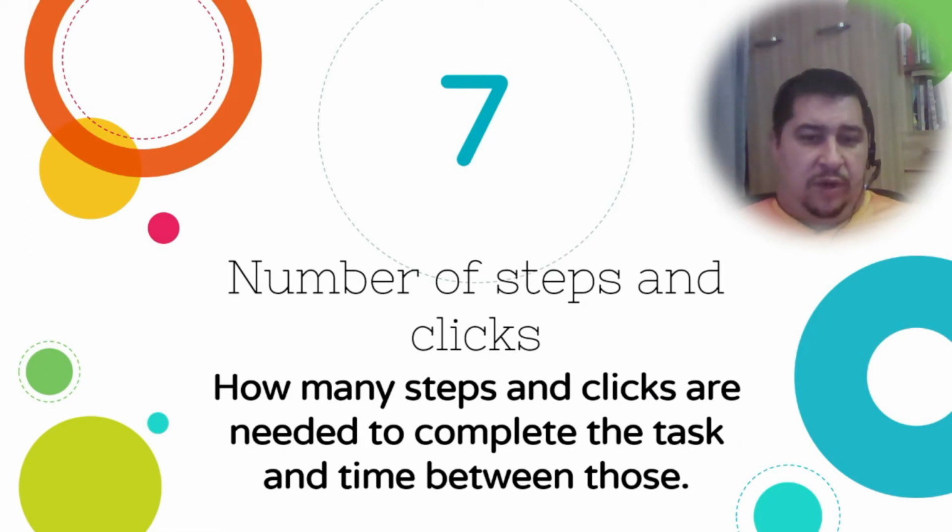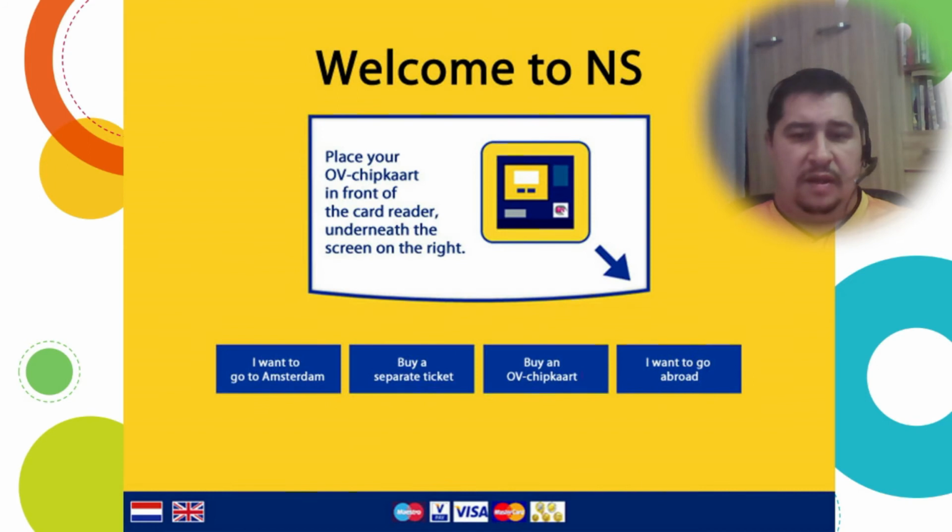After that, we go with metric number 7, which is the number of steps and clicks. How many steps and clicks are needed to complete the task, and what is the time between those steps. I remember that there were more than 50 steps, for instance, to set up internet on an old Nokia phone. But I really like this good example.